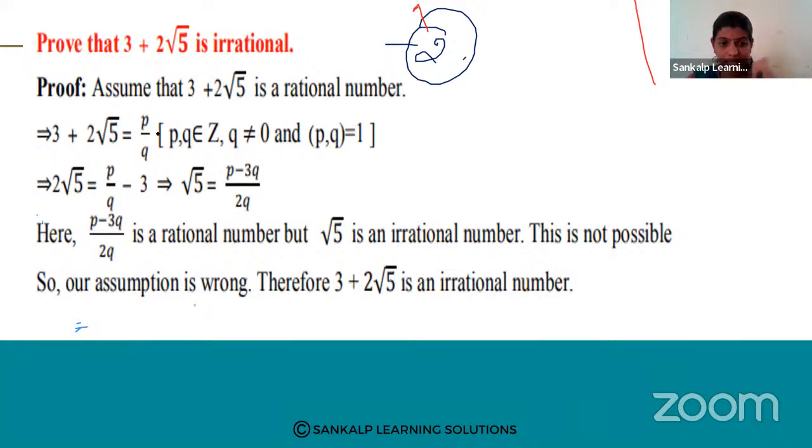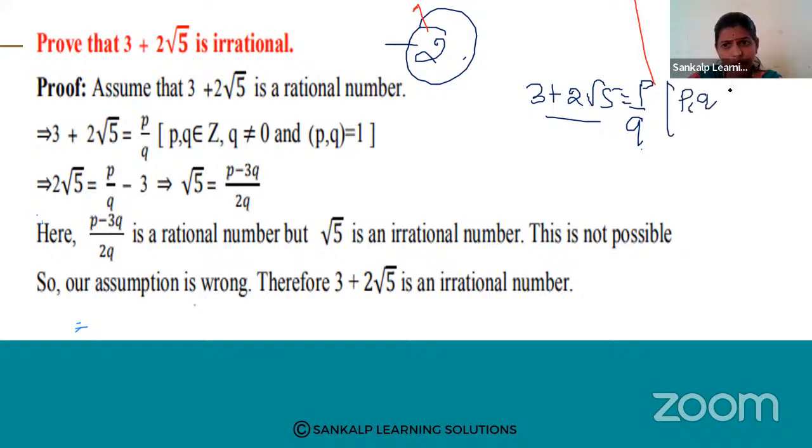So when do you say a number is rational? When you call the number rational, it is in the form of P by Q. So when you are assuming that this number is a rational number, then 3 plus 2 root 5 is equal to P by Q, obviously, because you are assuming this number is a rational number. So P by Q is a rational number.